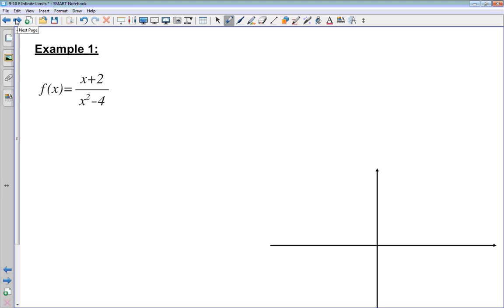So let's first of all revisit this function that we've been looking at a few times up until now, f of x equals x plus 2 over x squared minus 4. What we're going to try to do in this example is find the vertical asymptotes. So how do we find the vertical asymptotes for a function? Where do they occur? What has to be true about the function in order for there to be a vertical asymptote?